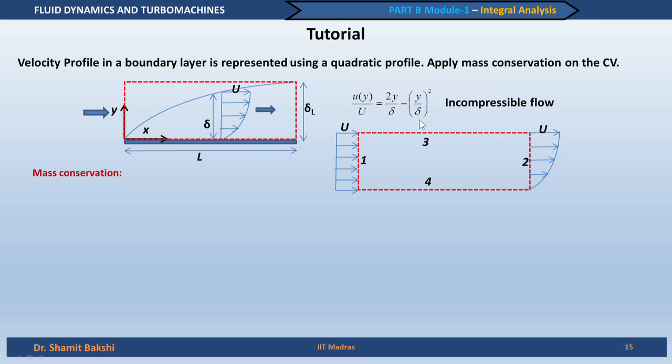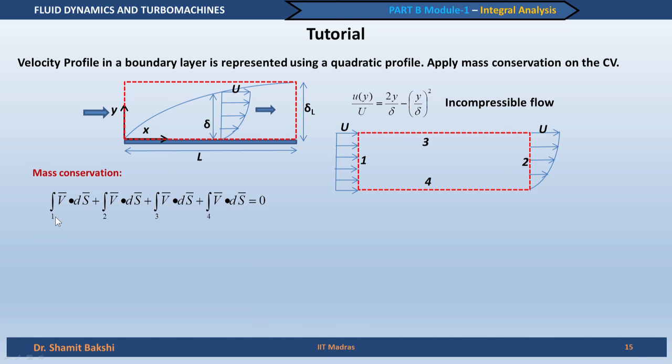Now, let us apply the mass conservation equation. In the integral form, dm by dt should be equal to 0, that is for a system, and for this control volume, this is an incompressible and steady flow. This is a steady boundary layer, so the time variant term is not appearing. The only term which is appearing here is the integral of v bar dot dS over the entire control surface.